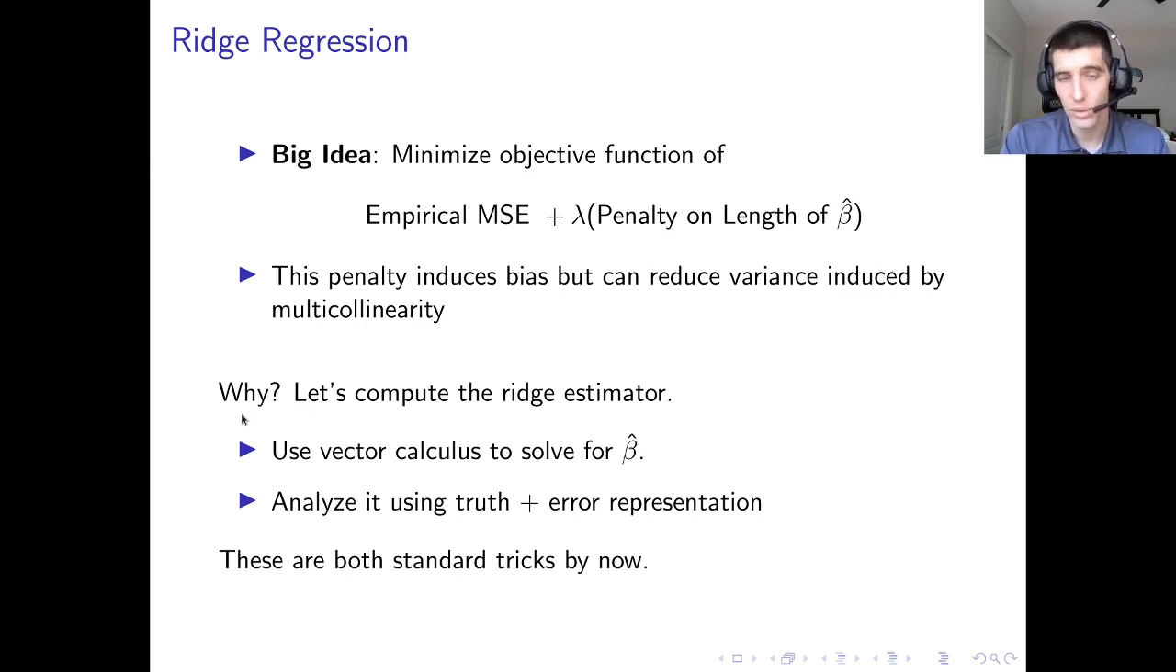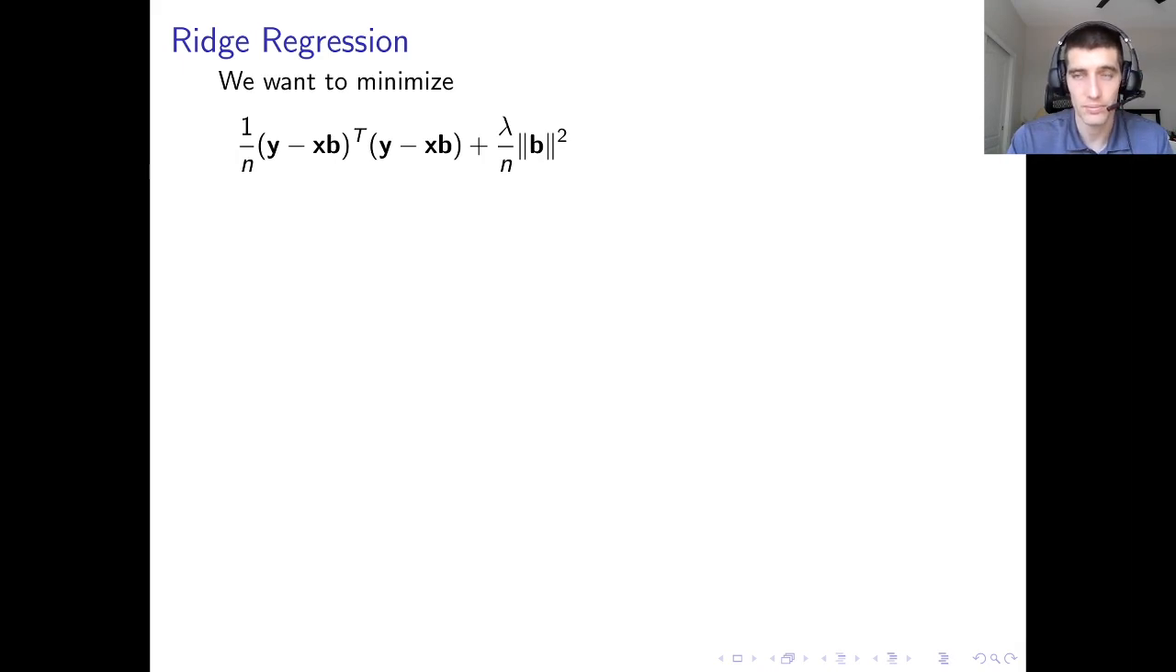Okay, so we're going to compute the ridge estimator just using our matrix calculus, and we're going to analyze it using a truth plus error representation. We'll see that it's biased, which is interesting because our least squares estimator is unbiased. So we're going to use the same old tricks that we've seen, using the vector calculus to solve for beta hat, analyzing it using a truth plus error representation to examine it in some more detail.